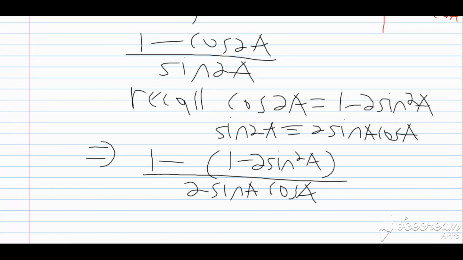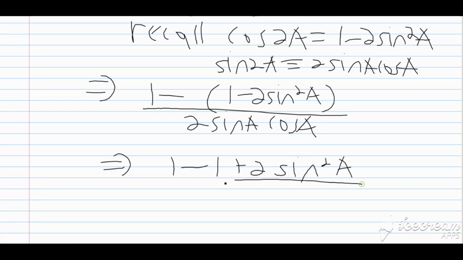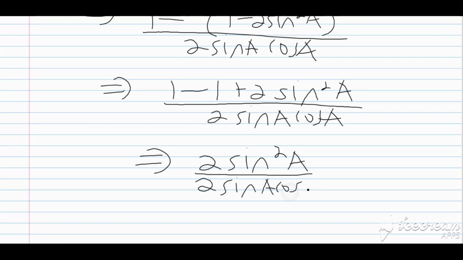All right. Let us take this down. Now, expanding my bracket, what am I going to end up with? I'm going to end up with 1 minus 1 plus 2 sine squared a all over 2 sine a cosine a. Let us break this down. 1 minus 1 is 0, so that is gone. I'll be left with 2 sine squared a all over 2 sine a cosine a. And because this is in its factorized form, because 2 sine a cosine a really means what? 2 times sine a times the cosine of a. And 2 sine squared a really means 2 multiplied by sine a multiplied by sine a.